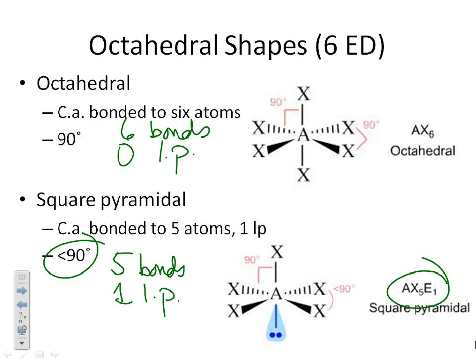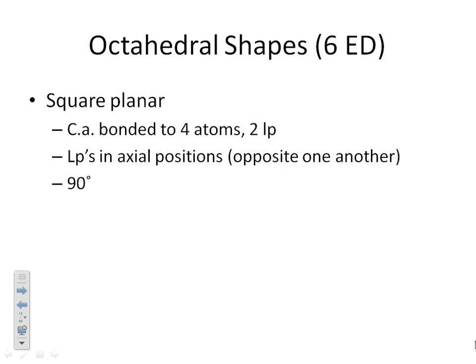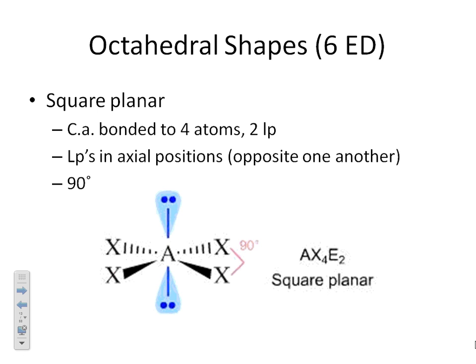And then the last molecular geometry that we are going through, there are a few more, but I think this is more than enough for us, is the square planar molecular geometry. This is still falling under the octahedral category of shapes, so it still has 6 electron domains. All right, octahedral, square pyramidal, and square planar, they all have 6 electron domains. But in this case, the central atom is bonded to 4 atoms and 2 lone pairs. So we have 4 bonds and 2 lone pairs.